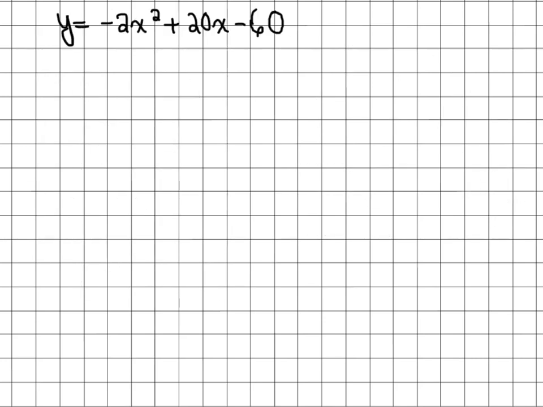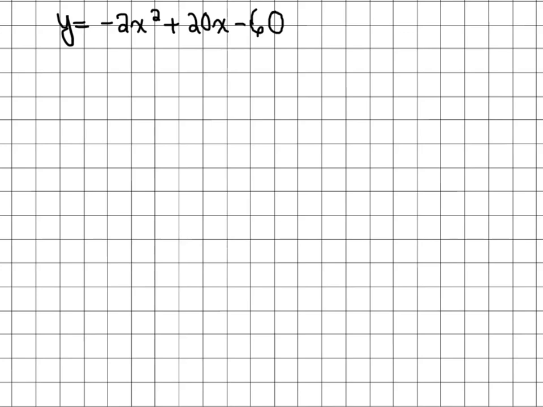All right, so I'd like you to try this one. I'd like you to determine all of the properties of this particular quadratic relation. So y equals minus 2x squared plus 20x minus 60. So please pause the video and try this on your own, and you can start the video if either A, you get into trouble, or B, if you just want to check the answers.